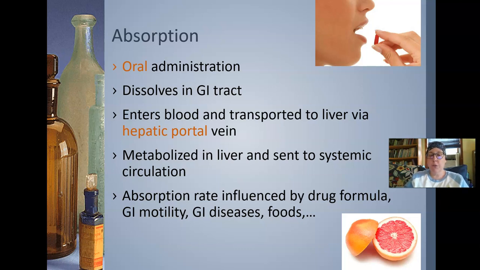So the absorption rate is influenced by several things, by the drug formula. So is it a quick release, extended release? Is it in a capsule, in a tablet? Is it in a liquid? All of that. GI motility. So how fast are things moving through your system? Does your system move really slow? Are you constipated a lot or something like that? Or maybe you have an episode of diarrhea and things are just moving really, really fast through your system.